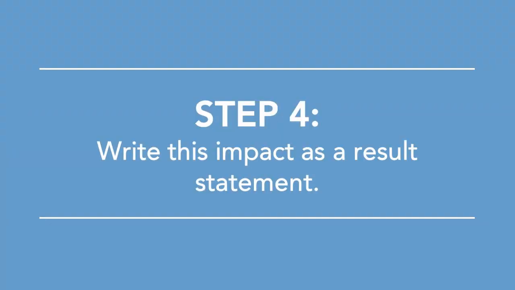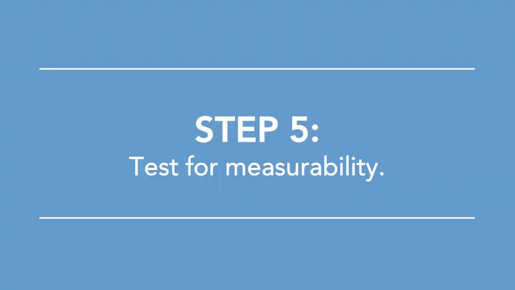Step 4 is write this impact as a result statement. So to make it easier to find a meaningful outcome measure, an important step here is to articulate the specific quality that your activity is going to change. In PuMP, we call these performance results. So for example, railway tracks are in safe condition.